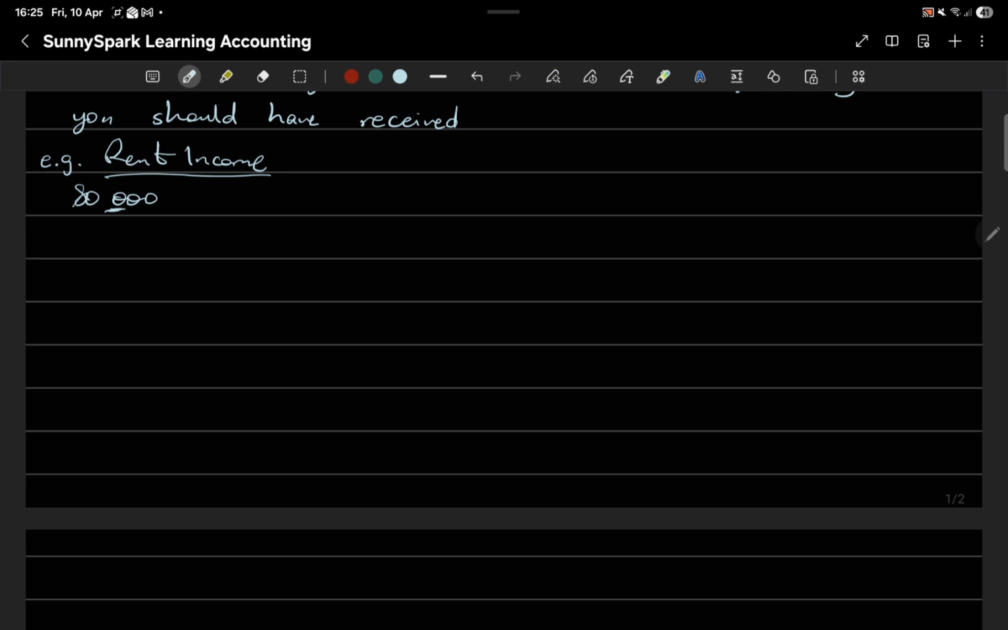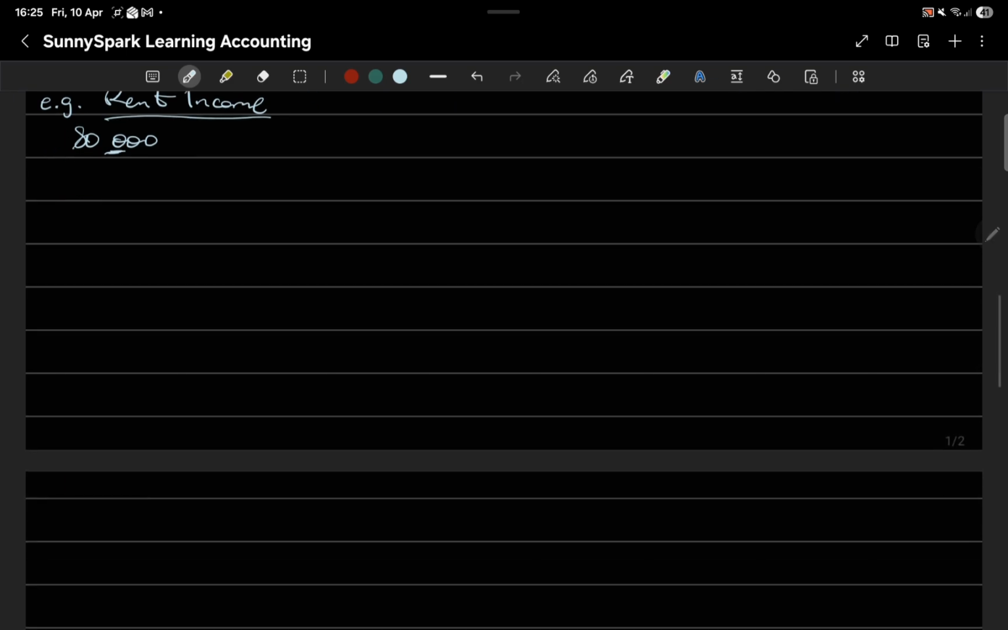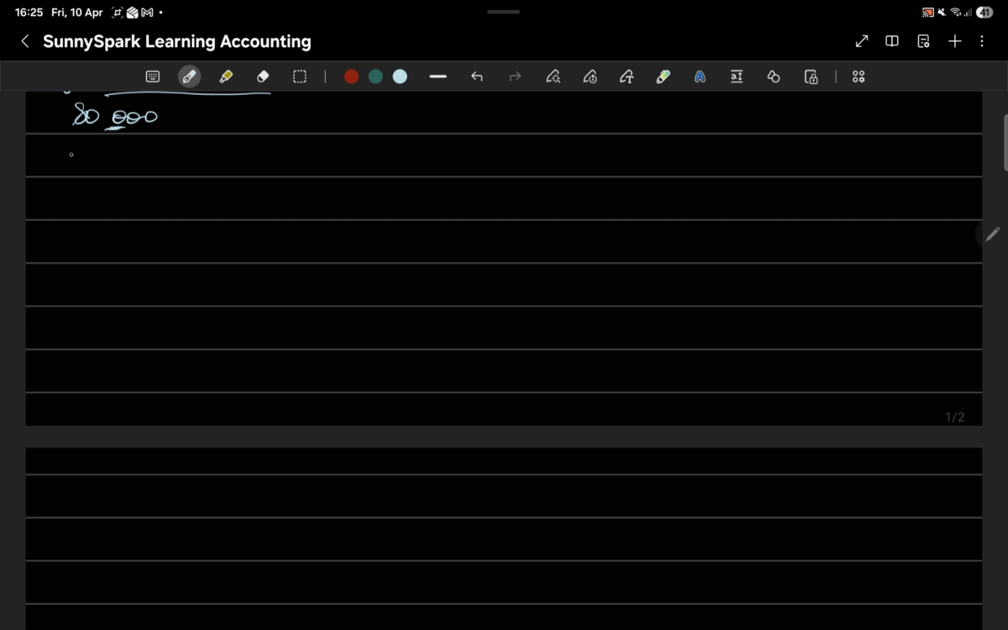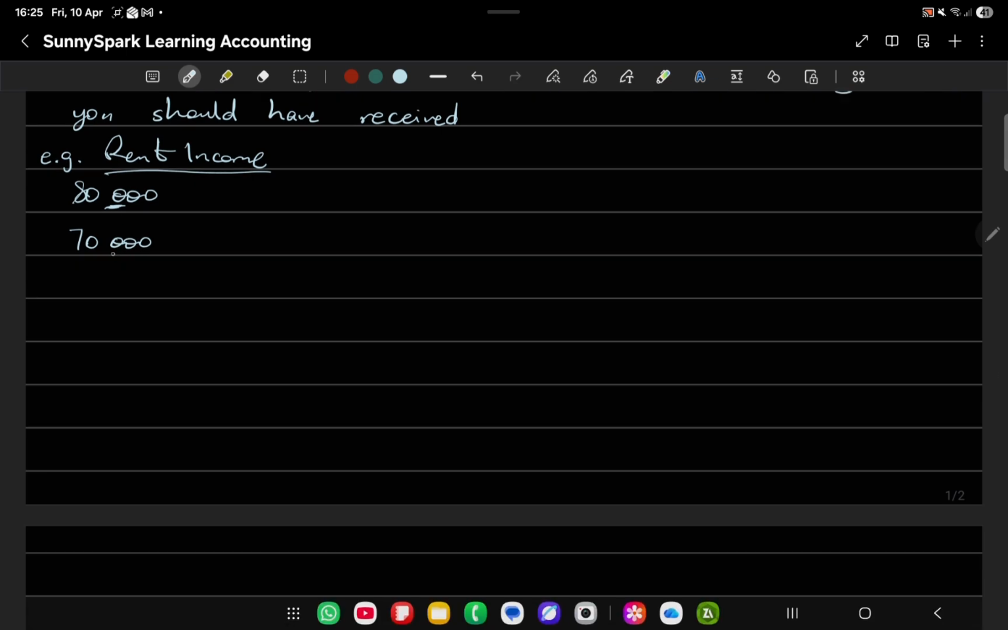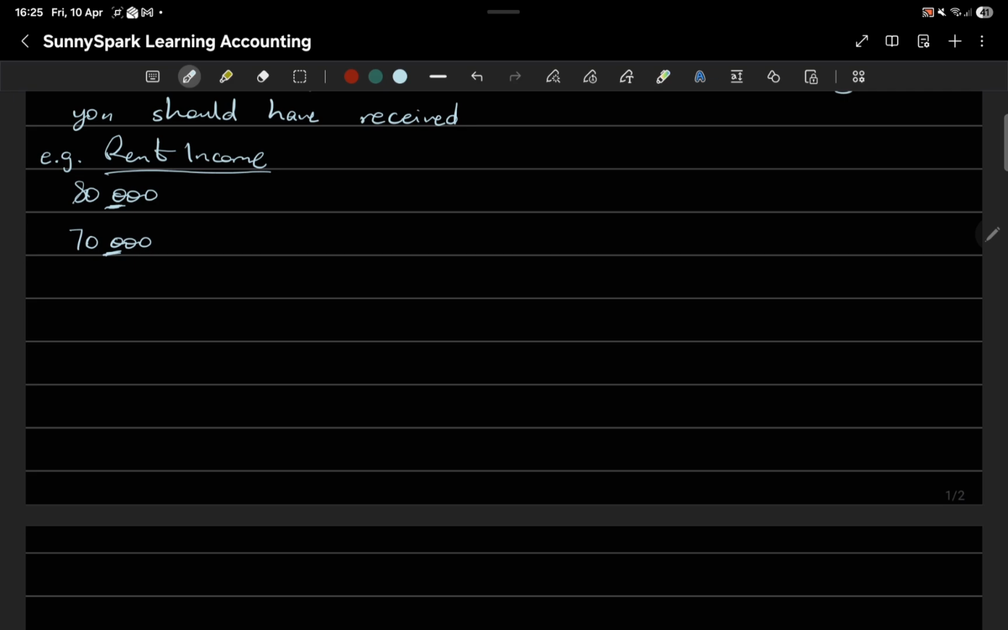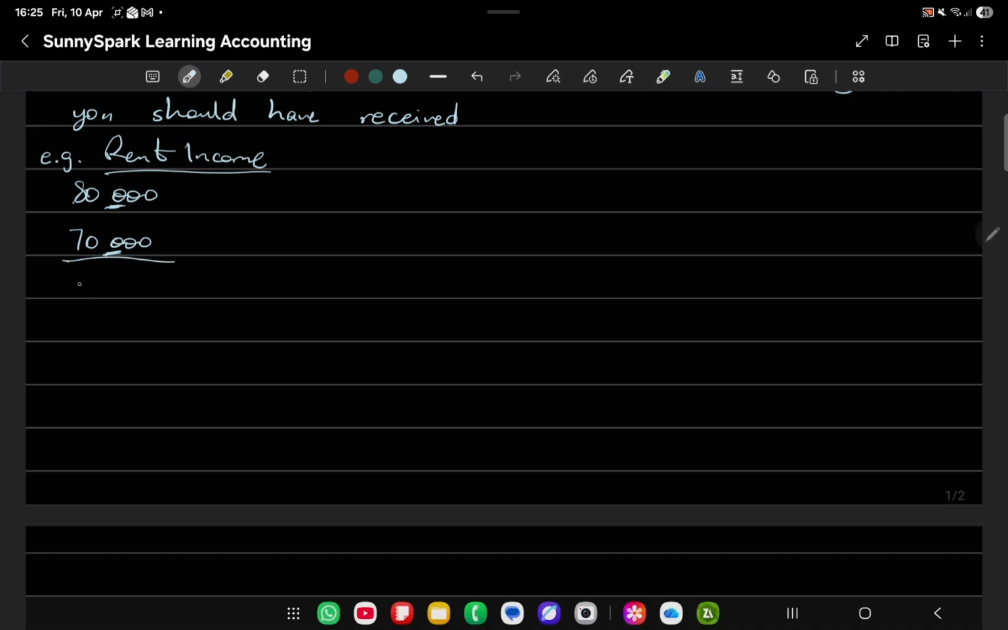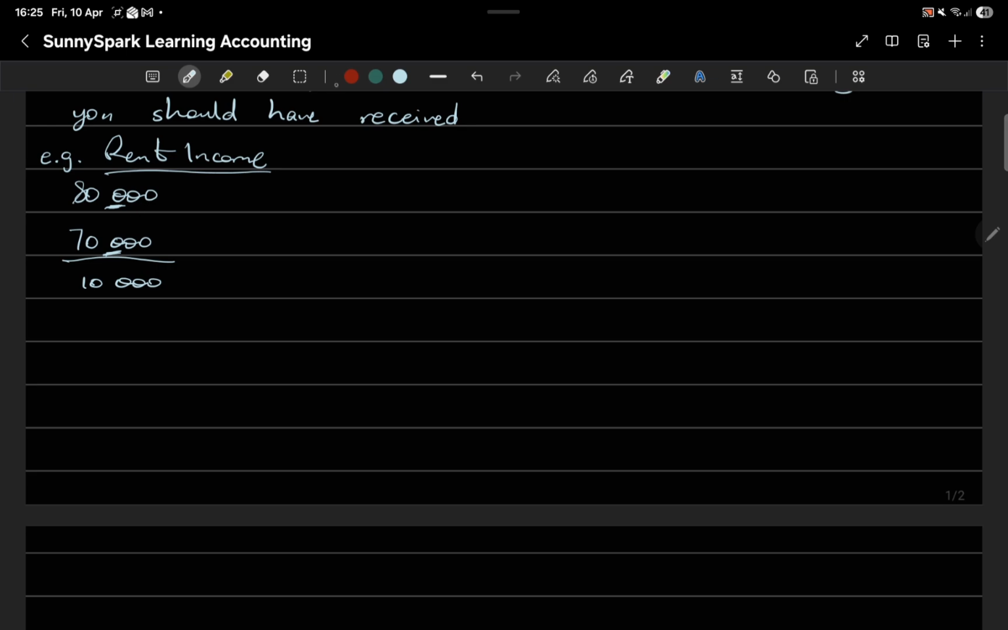But what the tenant does is pay less. Let's say in this case they paid 70,000, which means we didn't receive the full 80,000 that we charged the tenant. We received less, which is 70,000. What this means is the person still owes us 10,000 in order to make it a full 80,000.